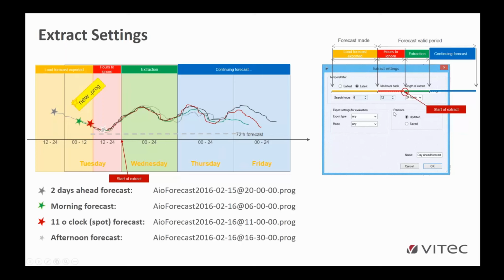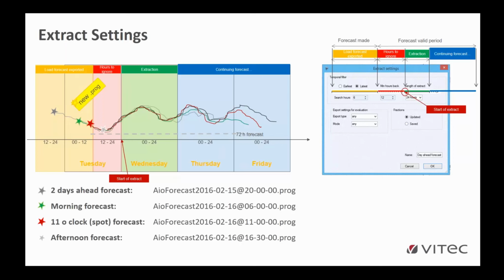So for day ahead, a typical value would be 12 hours. The deadline would be at 12 the day before, when the latest possible deadline for the spot market, for example, closes. But you could also set it longer if you're interested in the 9 a.m. forecast or anything similar. And then you specify how long the search period is. So how long after that, how old do we allow it to be?